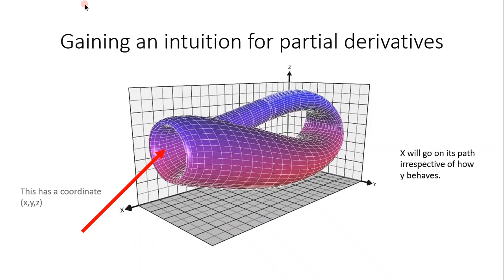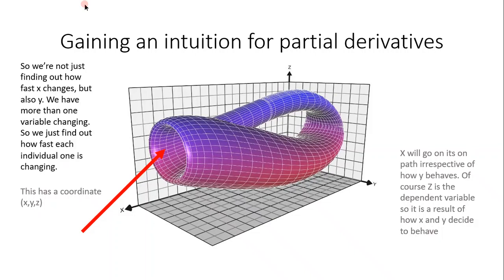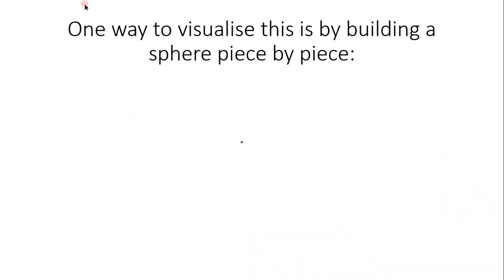X will go on its path irrespective of how y behaves. Of course, z is the dependent variable, so it is a result of how x and y decide to behave. So if you just figure out the rate of x and y, you'll figure out the rate of z. So we're not just finding out how fast x changes, but also y. We have more than one variable changing, so we just find out how fast each individual one is changing.